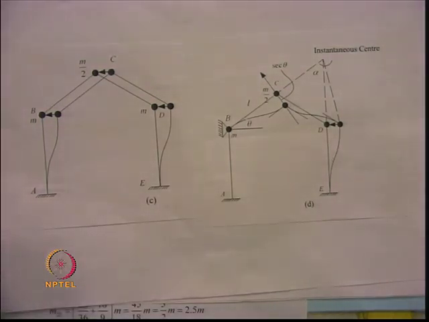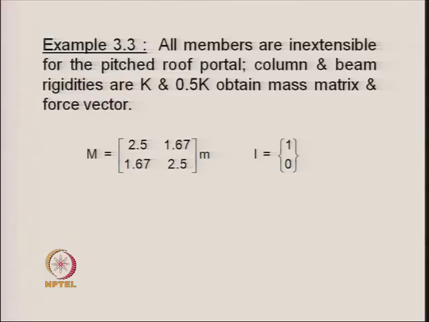And the second column of this matrix, that is the matrix which is shown over here, that is 1.67 and 2.5, they are the forces that are the second column of the mass matrix denoting M22 and M12.